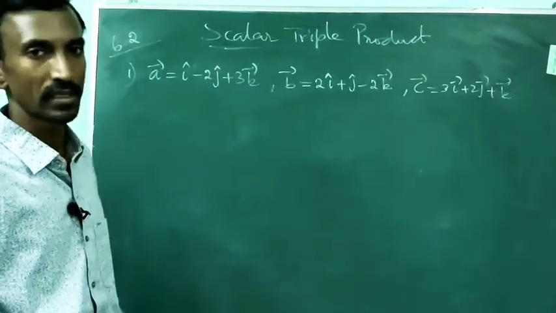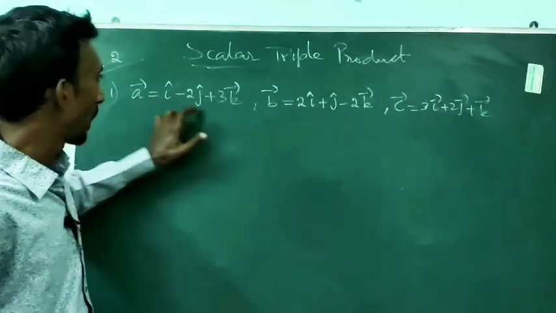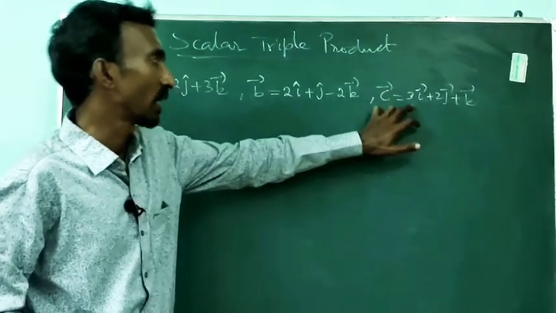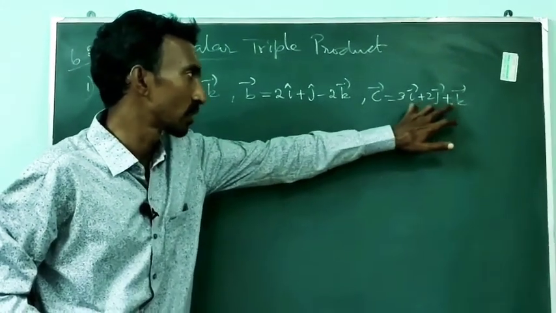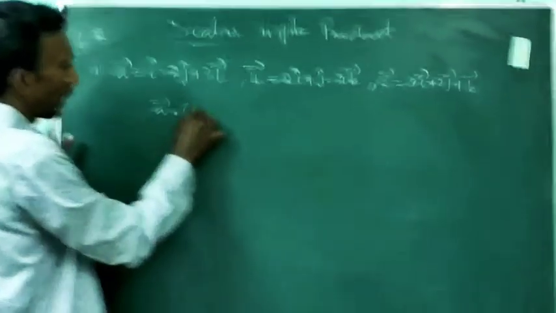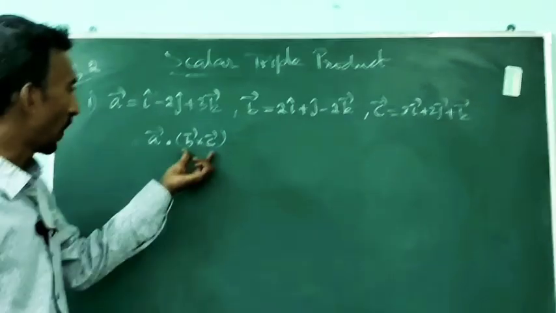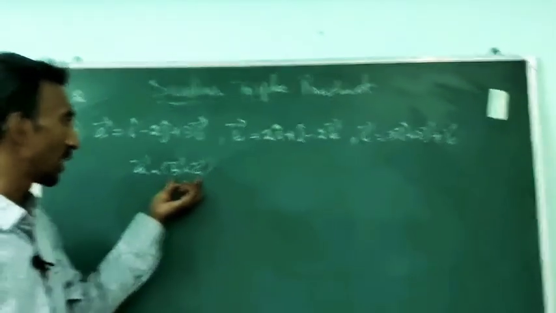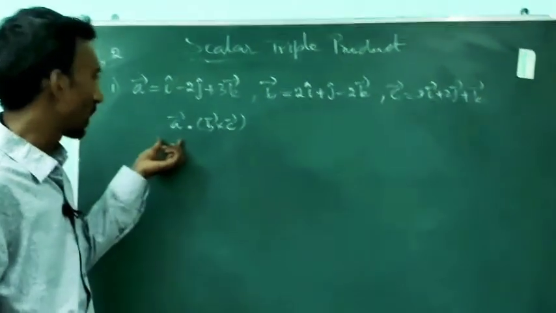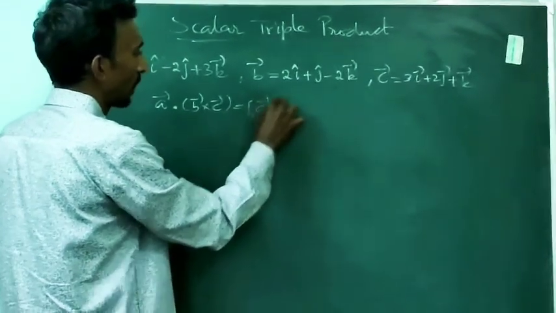Okay students, exercise 6.2, first question. If A vector equals i minus 2j plus 3k, B vector equals 2i plus j minus 2k, C vector equals 3i plus 2j plus k, find A dot B cross C. Here we can solve it in two ways. First, find the cross product of B and C using the determinant method. We get a vector, and again take the dot product with A. Or, as already told, it is nothing but box ABC.